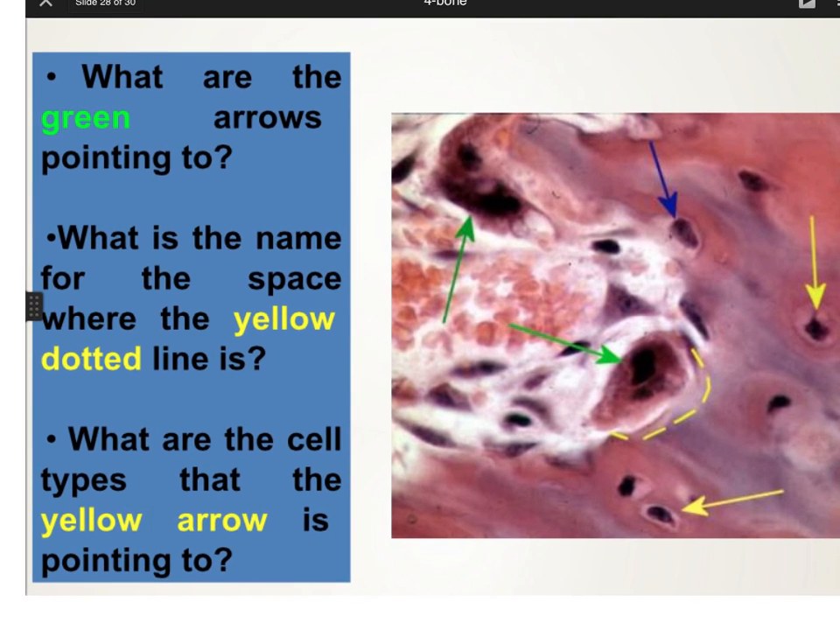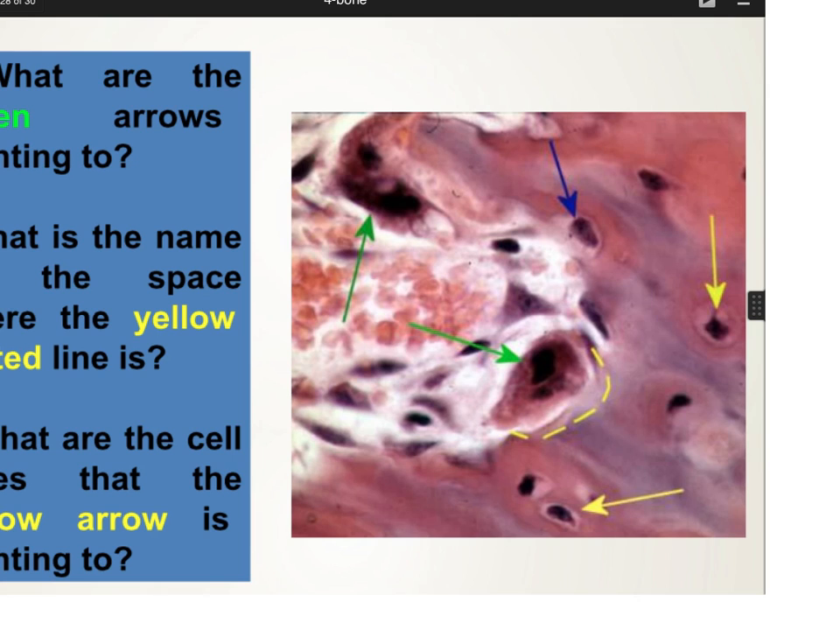What cell types is the yellow arrow pointing to? Here they are evident. This yellow arrow is pointing to this osteocyte present in the bony trabeculae. So we have an osteocyte imprisoned in the bony trabeculae. We have osteoblasts on the surface. We have also on the surface a large cell. This cell is different from that in two forms. This is small, this is large, this has a single nucleus, this has multiple nuclei, and this is basophilic, and this is acidophilic.